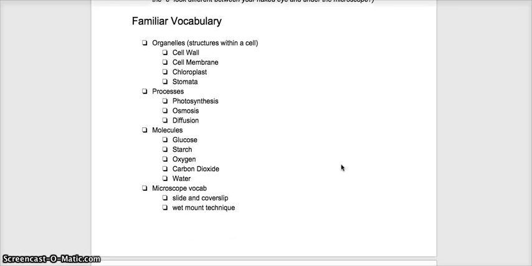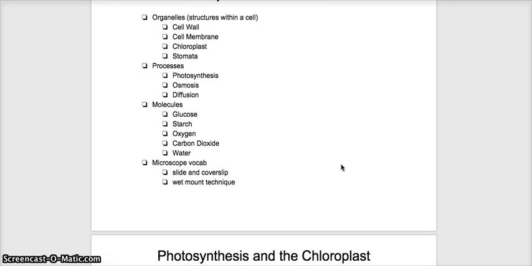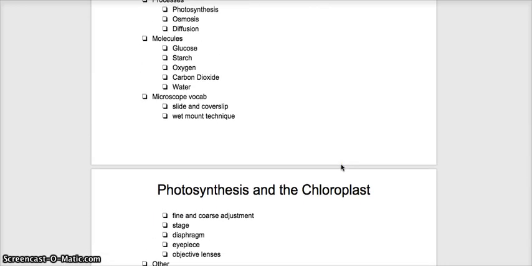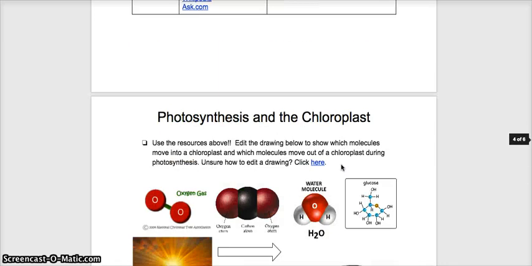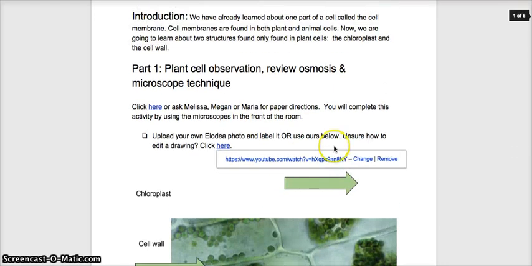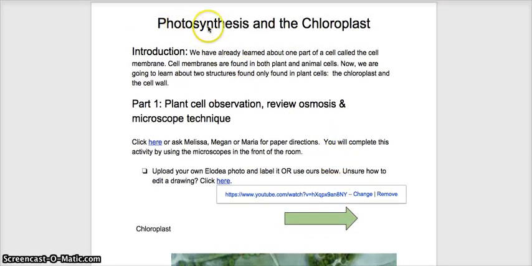Familiar vocabulary is listed. You do not need to do anything with it except look at it and make sure you are familiar with it. Okay, so that is a preview of photosynthesis, which is a process, and the chloroplast, which is the organelle where that process happens.